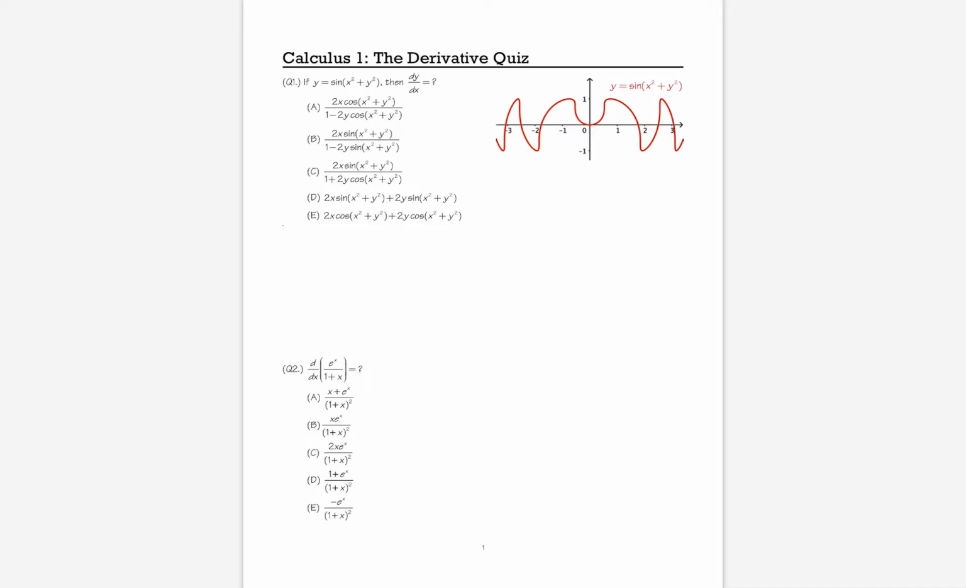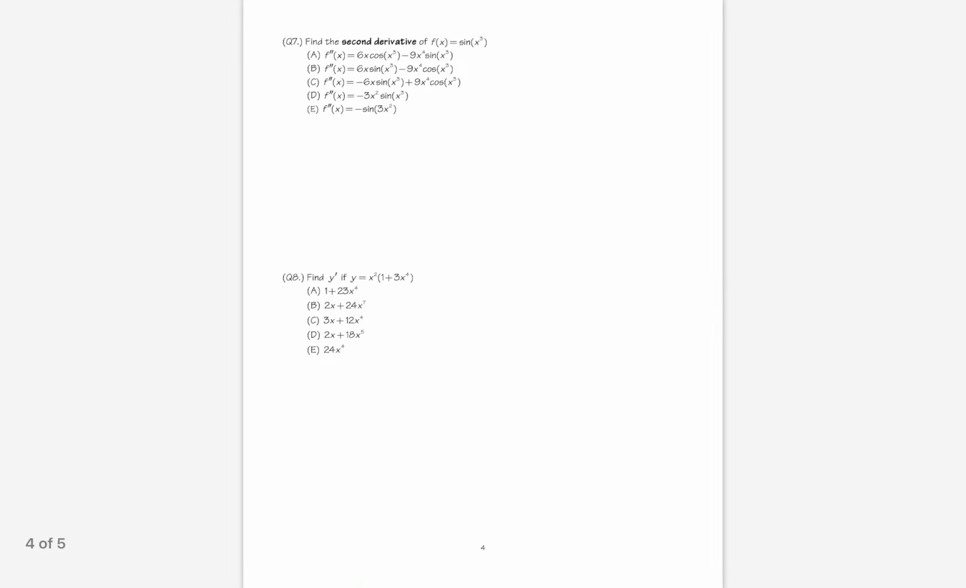Okay, this is a solution to the derivative quiz that I gave out for my Calculus 1 class this semester. We have a total of 10 questions, and this includes all the differentiation techniques that you have to know, such as the power rule, product rule, quotient rule, chain rule, implicit differentiation, and all that.